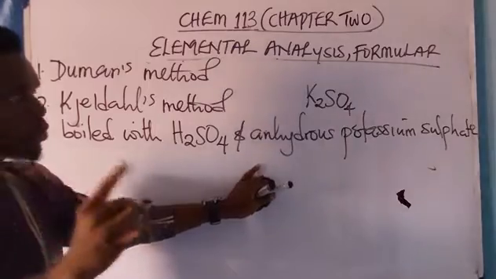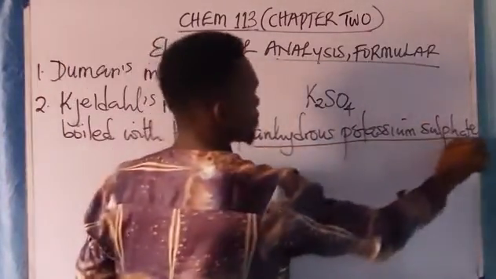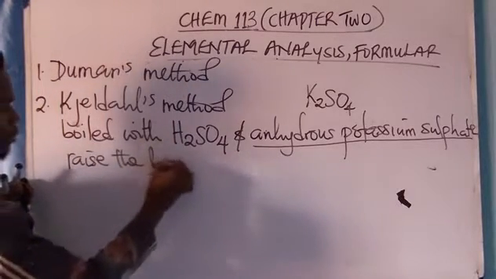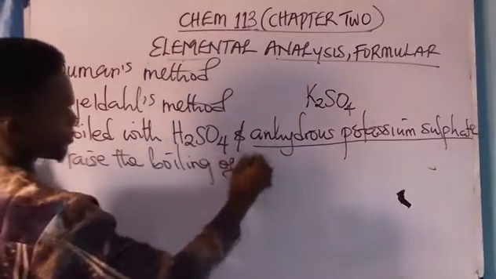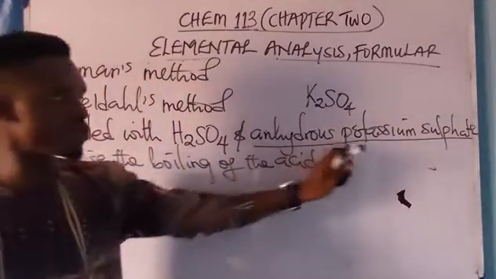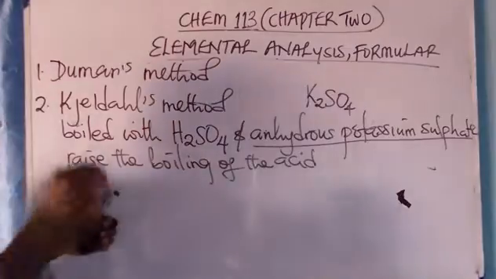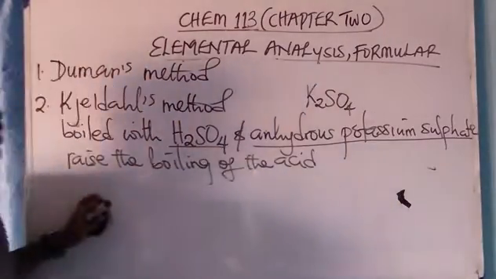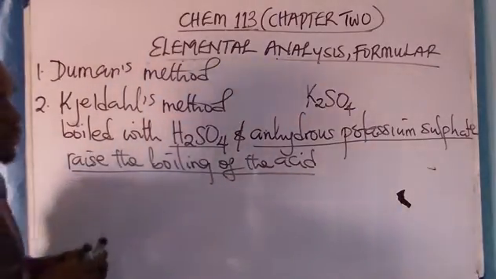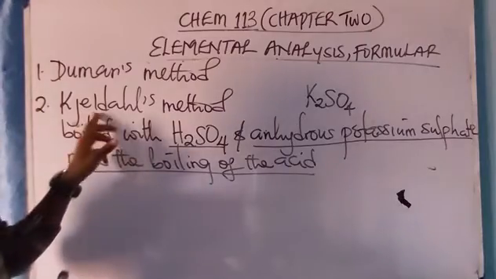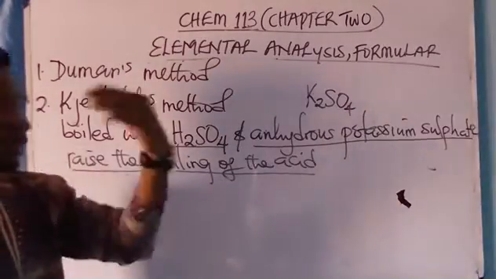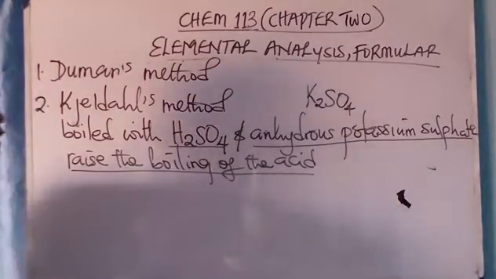Now, please, the function of this anhydrous potassium sulfate is to raise the boiling point of the acid. You can see that now. The function of this anhydrous potassium sulfate is to raise the boiling point of H2SO4. Please, this question is going to come out. Which of these is a function of anhydrous potassium sulfate during the Jeldahl method of nitrogen determination? Please, it is to raise the boiling point of the acid. Now, what will happen?